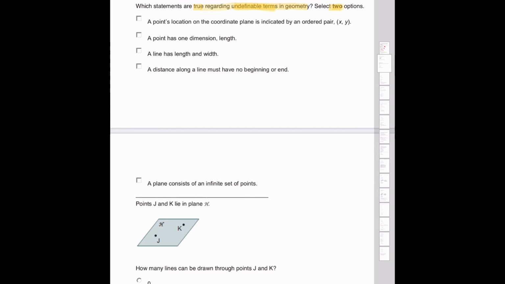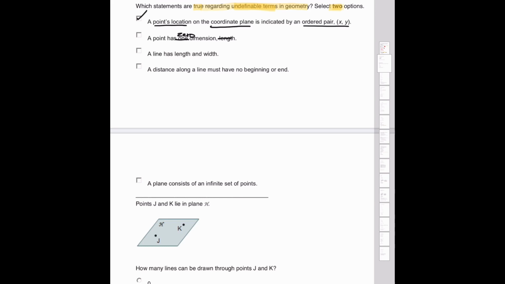Let us see. The first one says that a point's location on the coordinate plane is identified by an ordered pair x and y. Well, we know that a point does in fact represent a location in space. We know that points can in fact appear on coordinate planes, and we do in fact know that the ordered pair is (x, y). The next statement states that a point has one dimension, length. Well, we just reviewed that in the previous problem, but we can also determine that this statement is incorrect because a point is zero-dimensional, which means it does not have length.